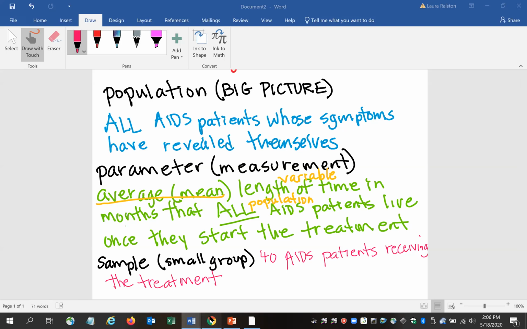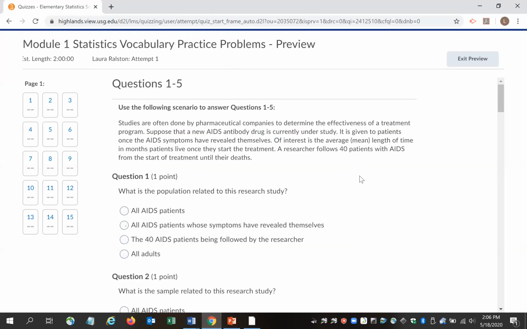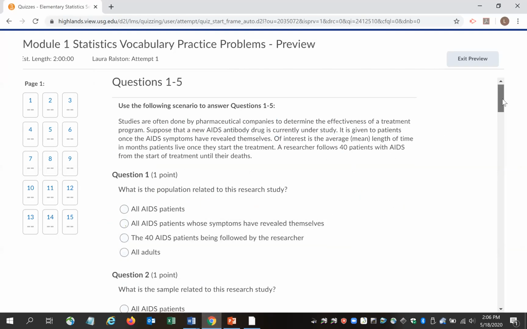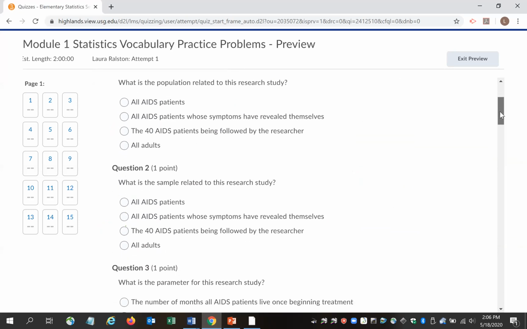Okay, so let's go back out here and look at how these phrases are worded in this story. We said our sample, and guys, if you'll notice, for the population and for the sample, they give you kind of the same choices. Remember, with the sample, you're looking for that small group. So the other three descriptions all don't fit, and by elimination, I know that it's the 40 AIDS patients.